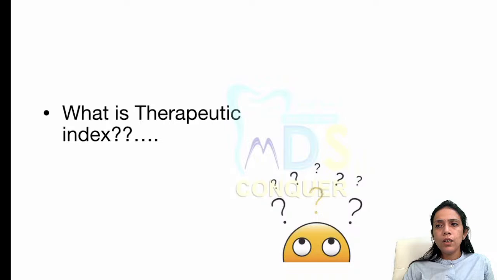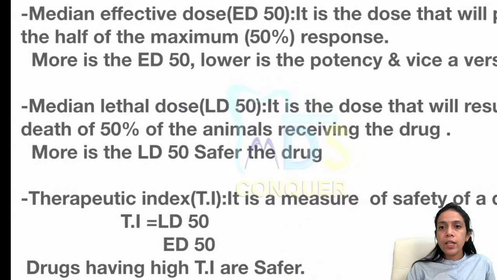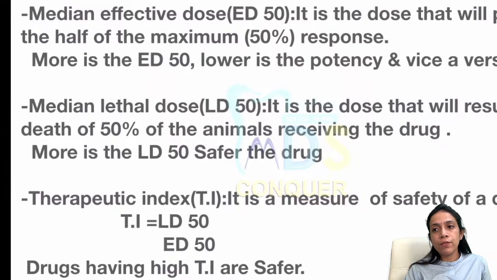Just the formula or just the glimpse of it. What is therapeutic index? What does it measure or what is it referred to? Very good. You have given an absolutely correct formula, Dr. Sridhar. Yes, it is referred to the safety of the drug. So therapeutic index is a measure of the safety of a drug. It is LD50 by ED50.